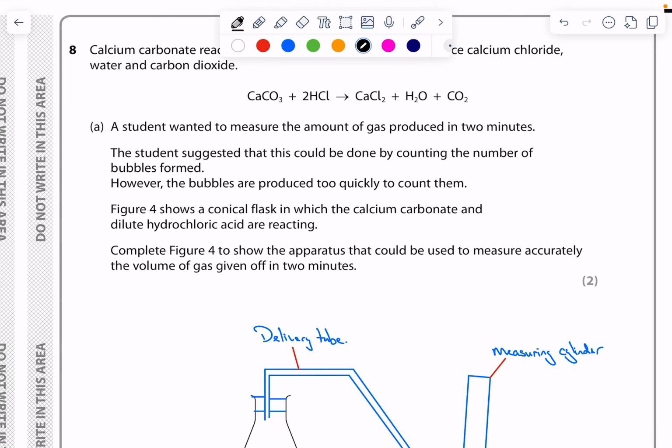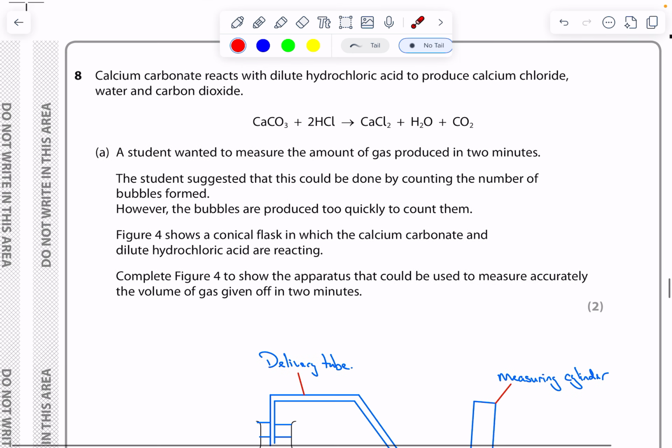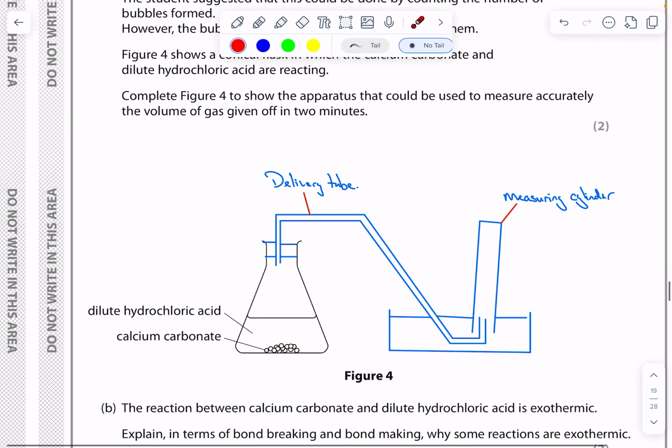This first question, as with all these type of practical based questions, you must read all the information you're given to help you answer the question, because often there's details in here that will really help your thinking. It wants us to complete this figure to show how to measure the volume of gas given off.